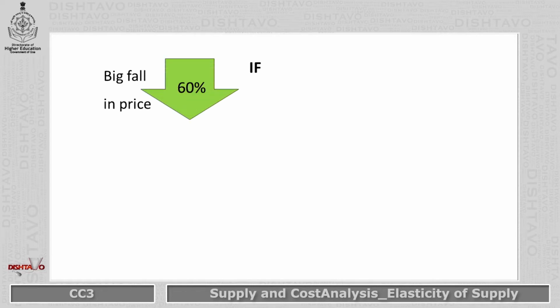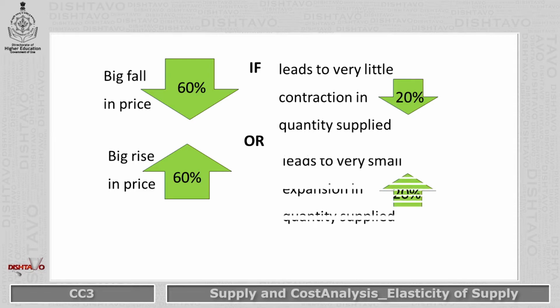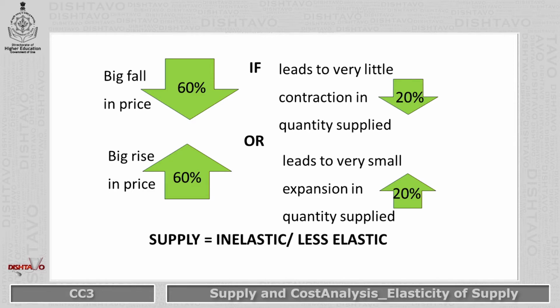On the other hand, if a big fall in price, say by 60%, leads to a very little contraction in quantity supplied by 20%, or if a big rise in price, say by 60%, leads to a very small expansion in quantity supplied, say by only 20%, then supply is inelastic, or it is termed as less elastic.